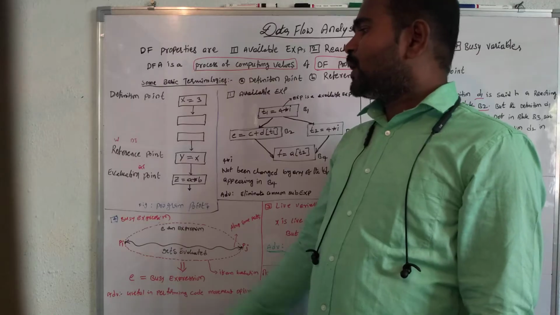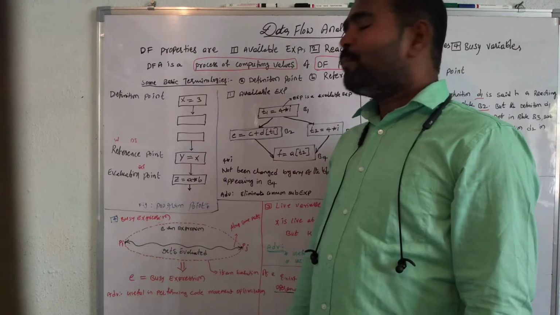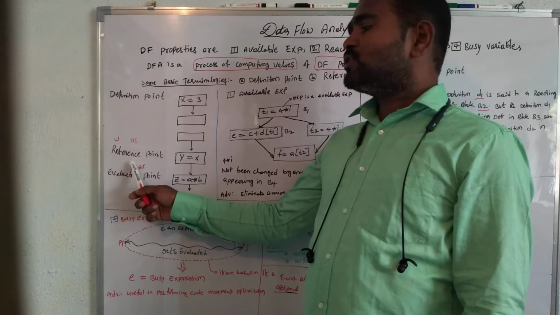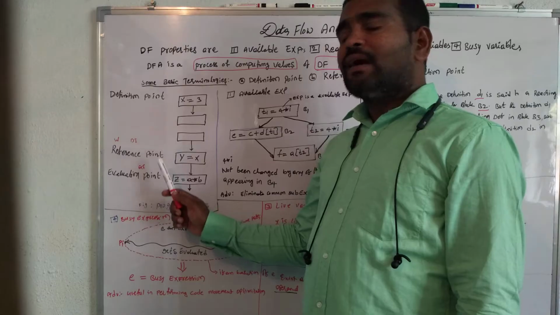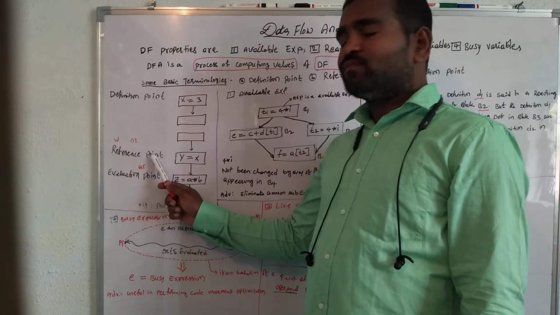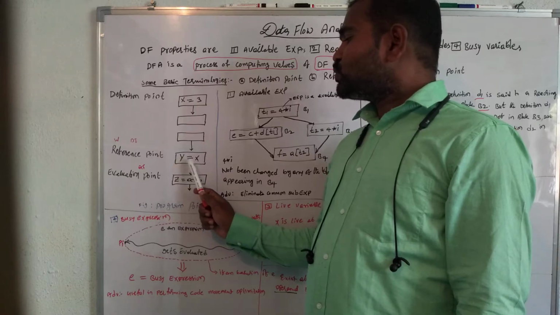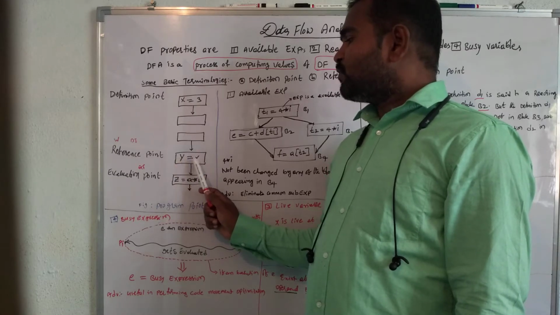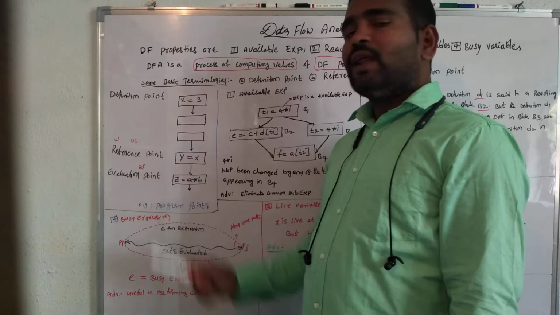The next one is the reference point. The reference point is the programming point at which a reference to a data item is made. For example, here x refers to y, y refers to x. Those kinds of expressions are called reference points.